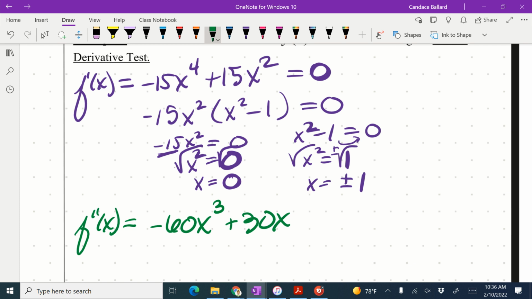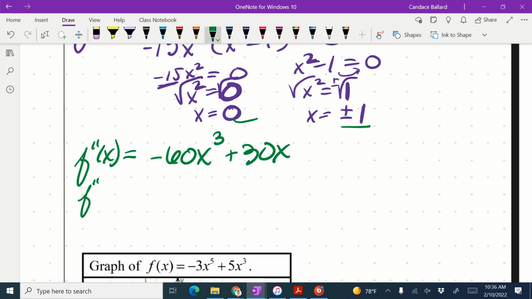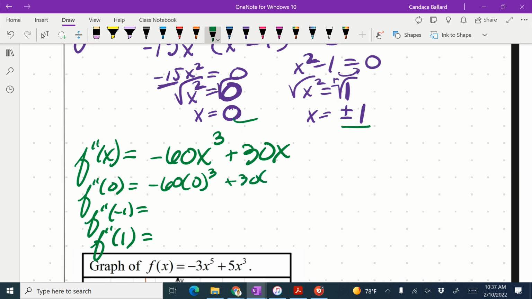What we're going to do now for the second derivative test is just plug these values into it and determine if I get a positive number or a negative number. So I'm going to find f double prime of 0, f double prime of negative 1, and f double prime of 1. Okay. So I put a 0 into this thing. So 60 times 0 cubed plus 30 times 0. What do I get when I put a 0 in? Good. All right, I'm going to let you put the negative 1 and the 1 in.